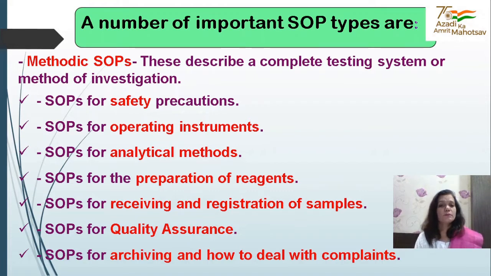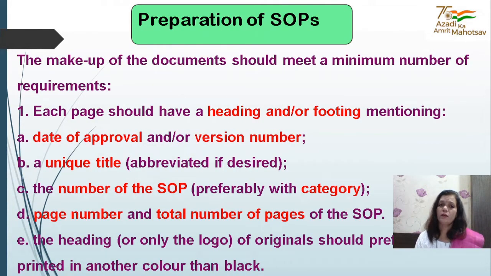It is useful for safety precautions, operating instruments, carrying out analytical methods, preparation of reagents, receiving or registering the sample or standard at the lab end, the quality assurance unit, and for archiving and dealing with complaints. If any mishap happens or a question arises with respect to the quality of the product, at the back end we can analyze through these SOPs where things have gone wrong.